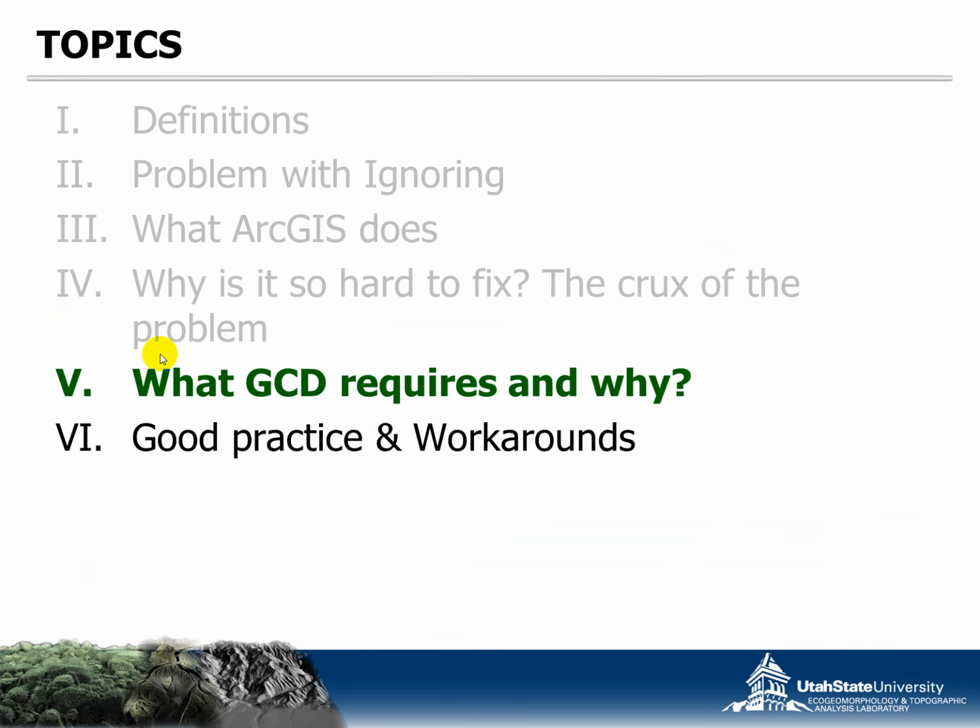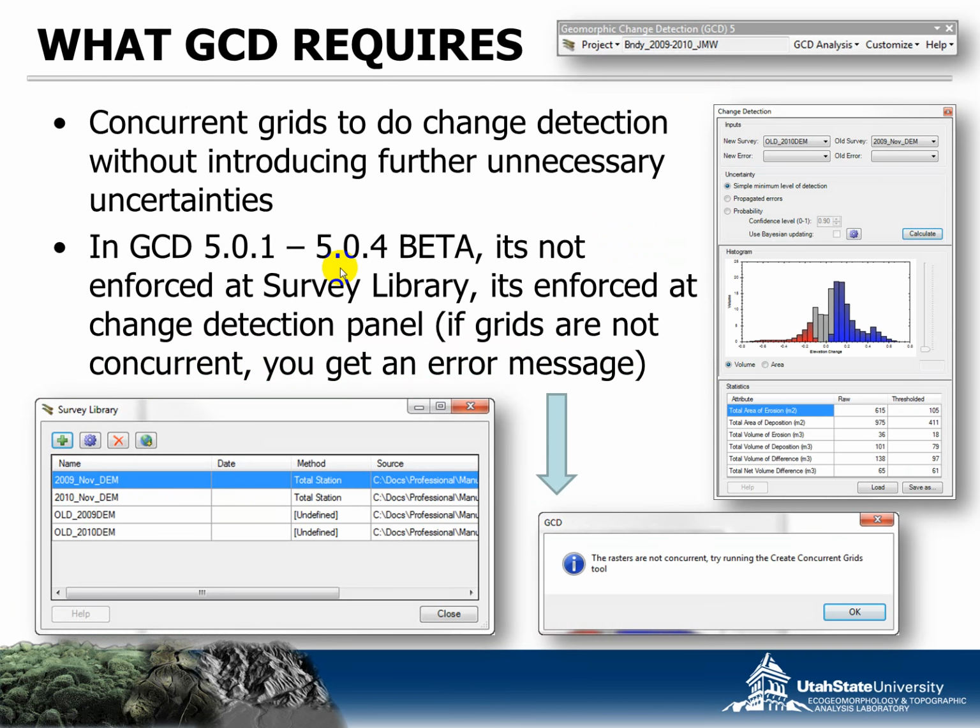So, back to our software, the geomorphic change detection software. What does it require and why? Well, we require concurrent grids to do the change detection because we don't want to introduce further unnecessary uncertainties by having these slight little interpolation errors that will come up if we don't have concurrent grids.